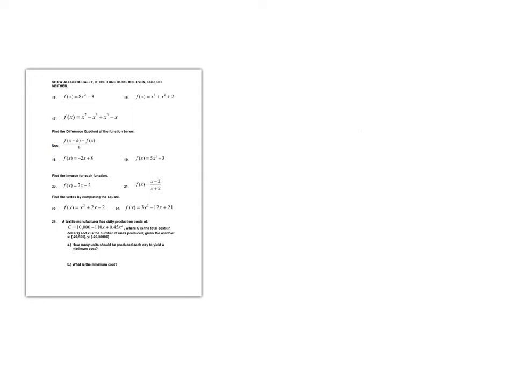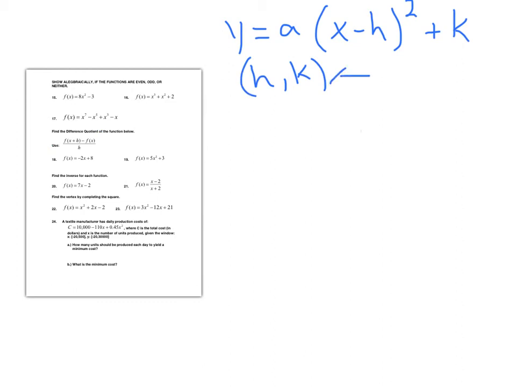First off, before we do that, in order to find the vertex, we need to remember vertex form of a quadratic, and that is y equals a times the quantity x minus h squared plus k, where (h, k) is the vertex. So that's what we're looking for. We're looking to get our quadratic in that form so that we can pull out what is h, what is k, and that gives us our vertex. So let's look at our function.